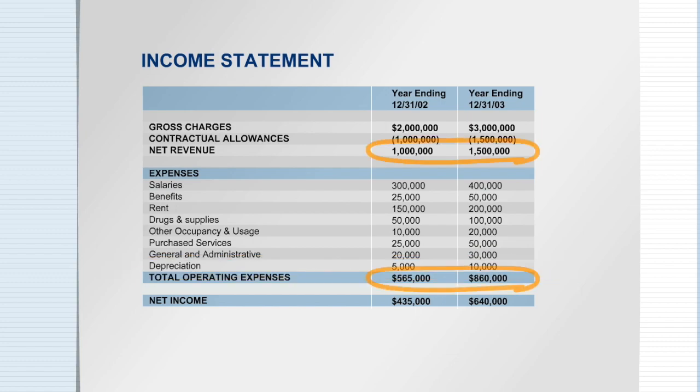However, when you subtract the expenses from the net revenue, you see that the practice has increased its net income from $435,000 in 2002 to $640,000 in 2003. Since your compensation as a new physician in this practice will be coming from this net income, you can see that it's very important to be able to read and understand the practice's income statement.